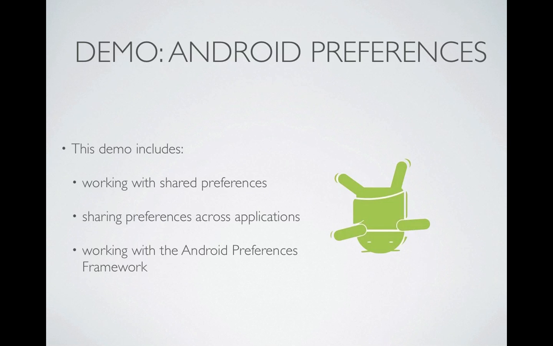So let's go into Eclipse and take a look at preferences and see how we can use them in an actual application. And we'll also look at how to share preferences across the application. And finally, we'll go ahead and look at an example that uses the Android preference framework that we just discussed.